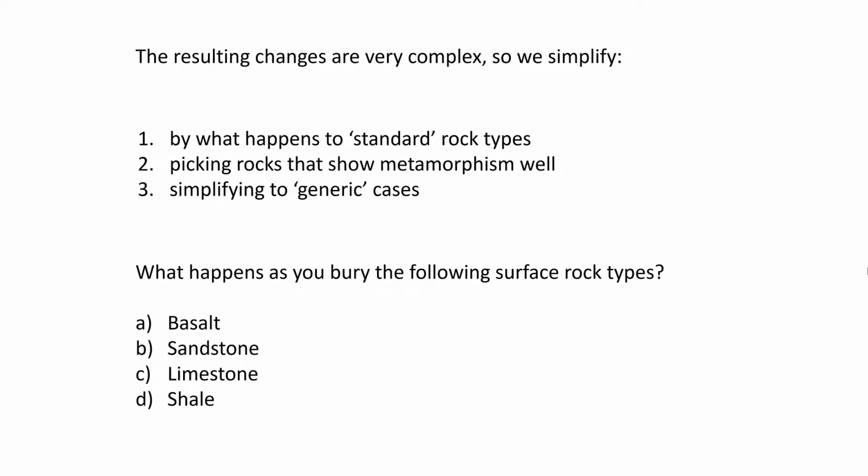As you can imagine, the resulting changes through regional metamorphism are very complex, so we simplify. First, by looking at what happens to, quote, standard rock types. Second, by picking rocks that show metamorphism well. And 3, by simplifying to generic cases. So what happens as you bury the following surface rock types: basalt, sandstone, limestone, and shale? I'll go through each of these examples in the next few slides.